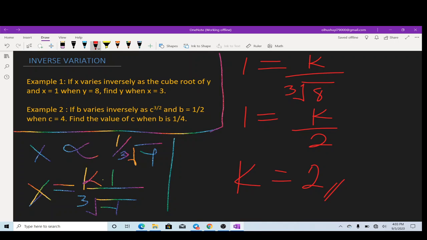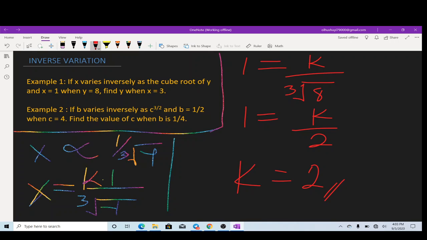Having done this, we are not done. We have gotten the constant, like I said. We must get a constant first. Having gotten the constant, then you can go ahead to solve for any other variable you are told to solve for. Is that clear? Thank you.